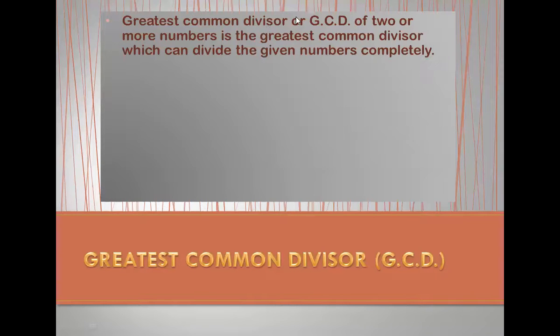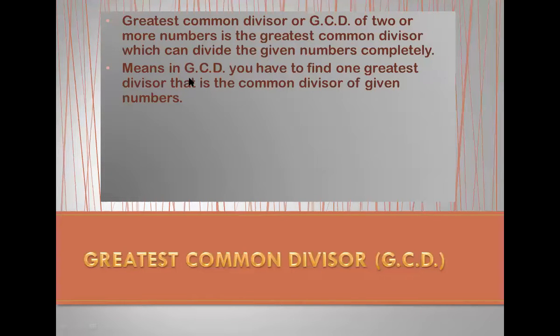The greatest common divisor, or in short GCD, of two or more numbers is the greatest common divisor which can divide the given numbers completely. In GCD, you have to find out the common divisor that will divide your given numbers completely. I am repeating again: in GCD, you have to find only one greatest divisor, that is the common divisor of the given numbers.